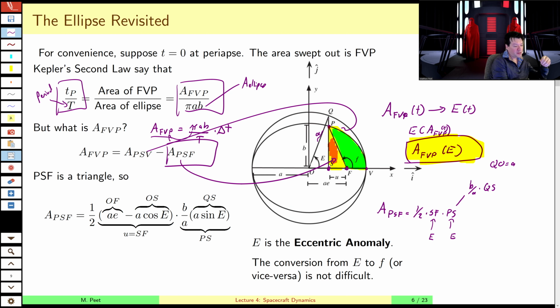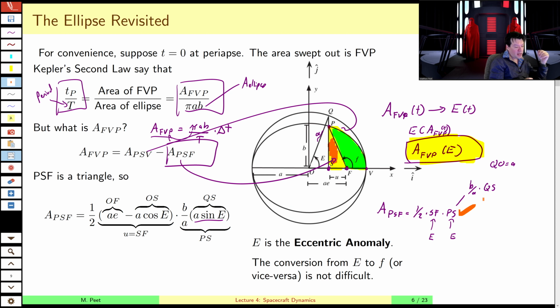And so we can figure out what this opposite length is just by using trigonometry: A sine E. I'm not going to write down the trigonometry; that seems a little below us, a little pedantic. Anyway, so that's QS, and then we do the ellipse scaling law to get PS. Okay, good. So we can check that off.